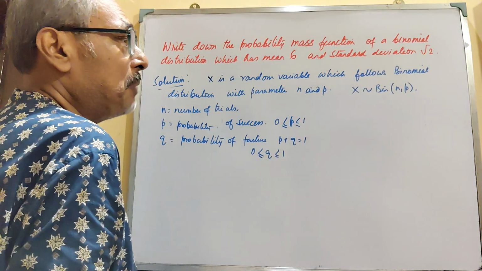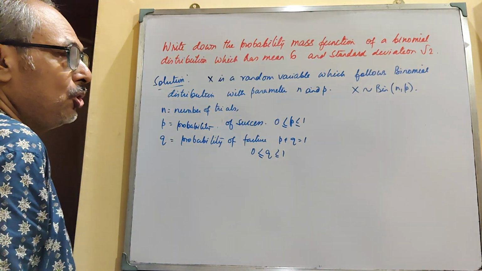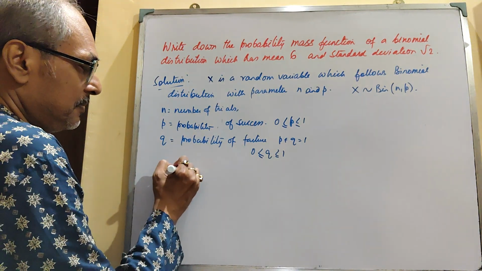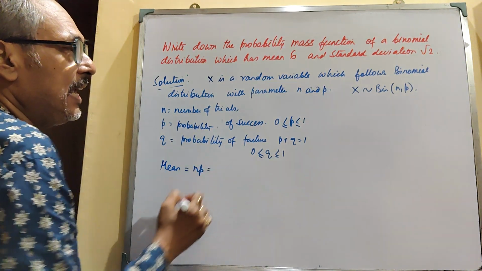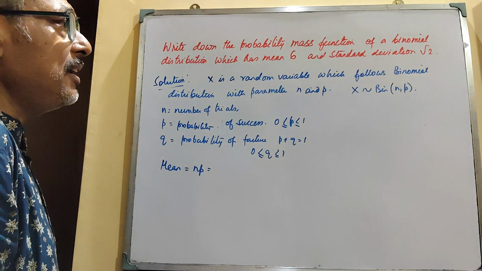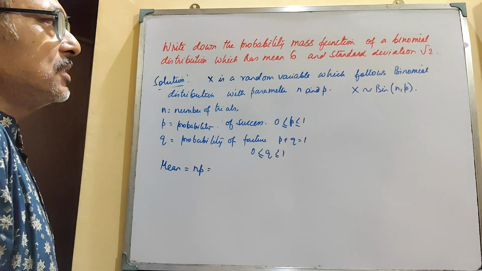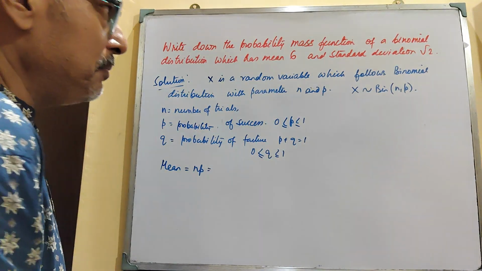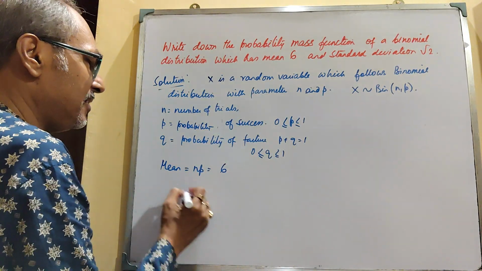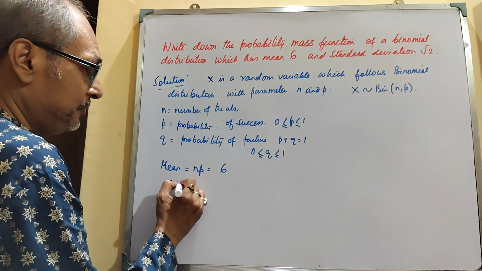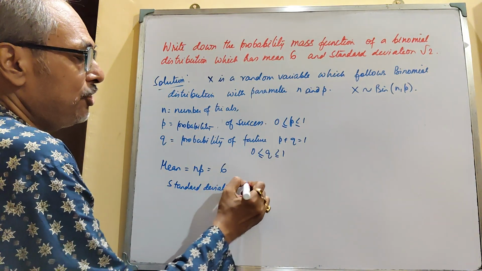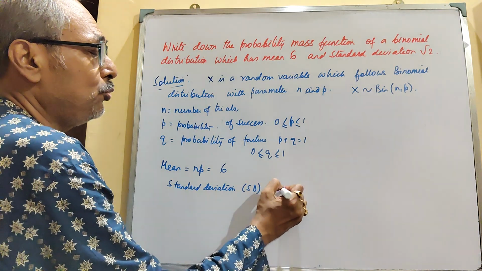Now the mean of a binomial distribution which has parameters n and p is np. np is the mean of a binomial distribution when X follows a binomial distribution with parameters n and p. Mean is given as 6. Therefore, np is 6. Standard deviation, in short form SD, is root 2.